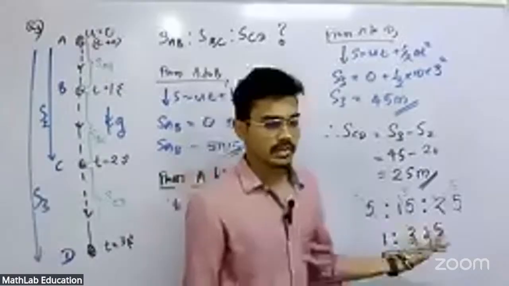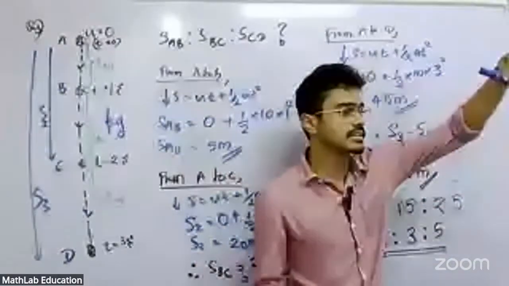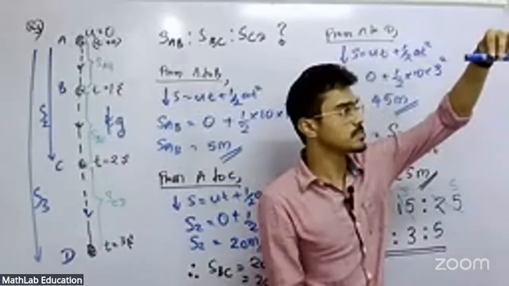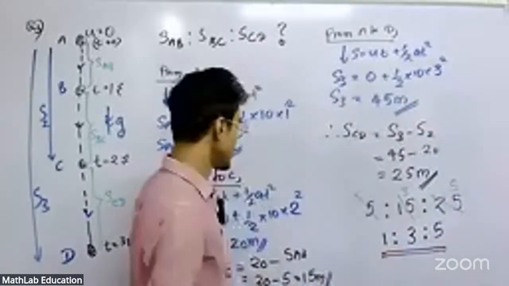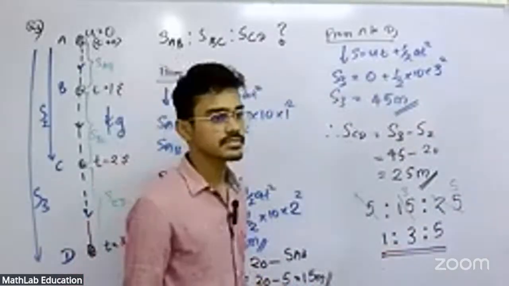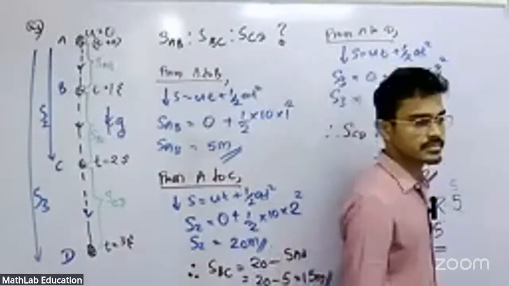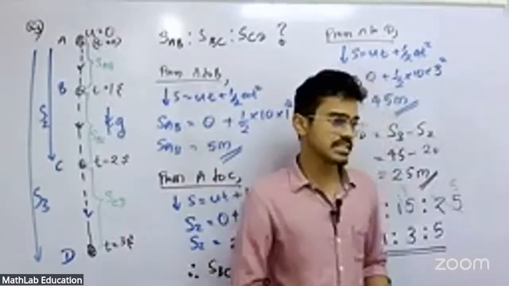What I have done is just releasing an object from rest, without applying any initial velocity. Just releasing an object from rest like this. So if it falls for 3 seconds, it falls 45 meters during 3 seconds. So that's the impact, the power of gravitational acceleration.